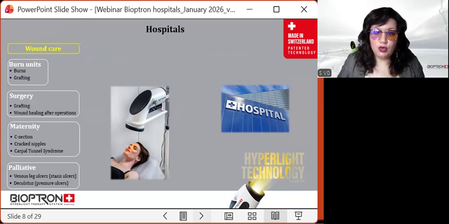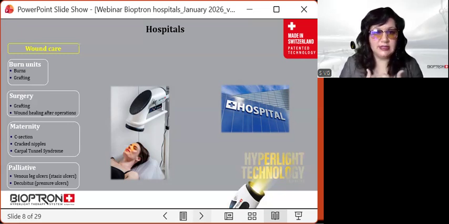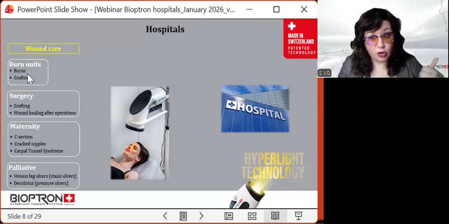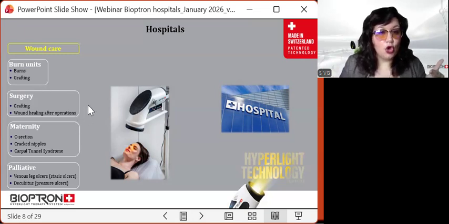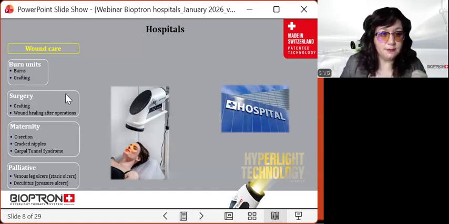With all the arguments that you have now from previous slides, now I will explain a little bit which specific units you can approach to sell the devices and that can, of course, benefit from Bioptron effects. You can approach hospitals. In which units in hospitals can Bioptron be very helpful? For wound care, in burn units, for the burns, for the skin grafts. In surgery, after grafting or to treat the wound after surgery.